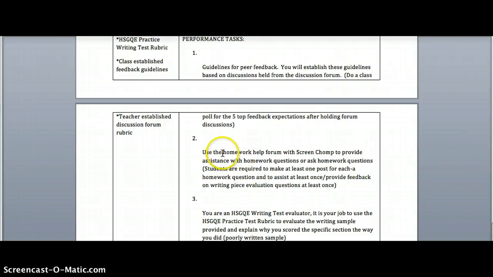And then we'll take a look at how to communicate on the homework help forum in Moodle using tools like ScreenChomp, especially since the students are operating in an asynchronous environment in some cases, and students are traveling a lot. So then they'll get to the major focus of the unit, which is imagining being the audience member, which is an HSGQE writing test evaluator.